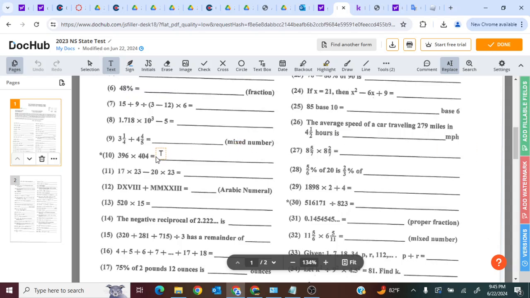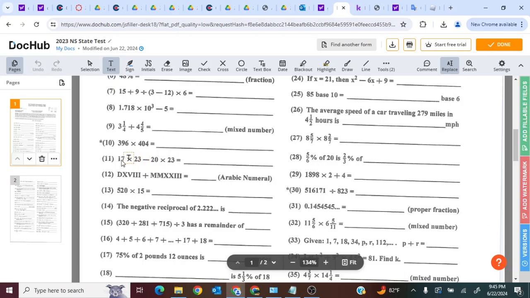Okay, this one is basically 400 squared. 160,000. Okay, these two are all multiplied by the same, so 17 minus 20 is negative 3, times 23 is negative 69. Roman numerals, 1,000, 510, 518, or this is 5, this is 1, 518 plus 2,023.